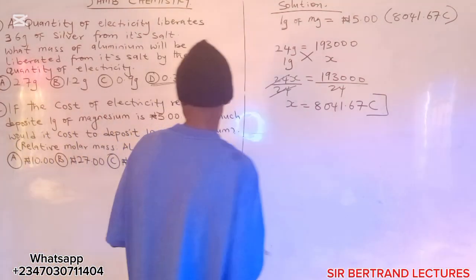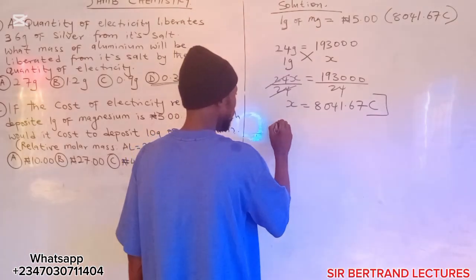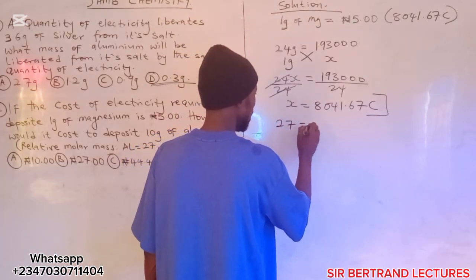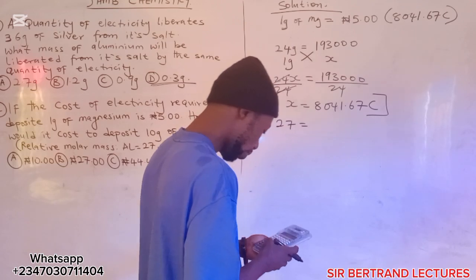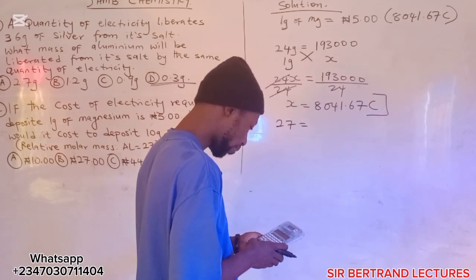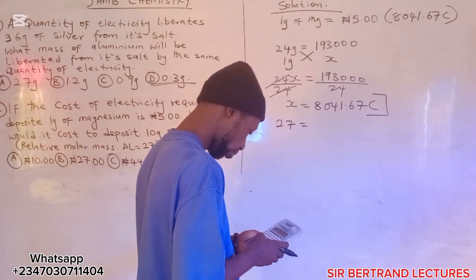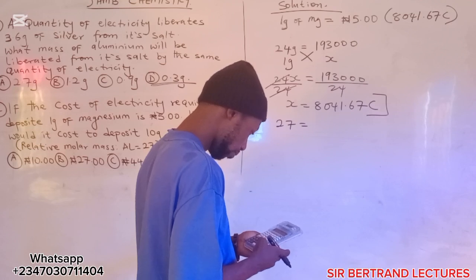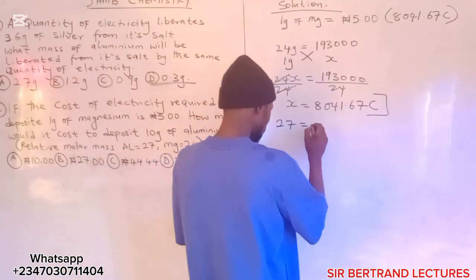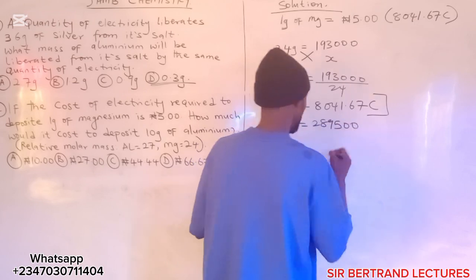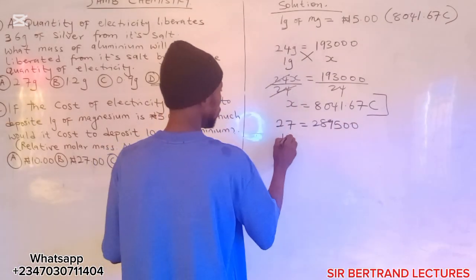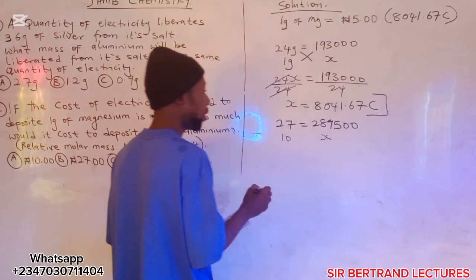Then we are going to solve for the quantity of electricity that will deposit 10 grams of aluminium. Aluminium here is 27 against 3 Faraday. That is 3 times 96500, that gives us 289,500. Then 10 gram will cost us how many?